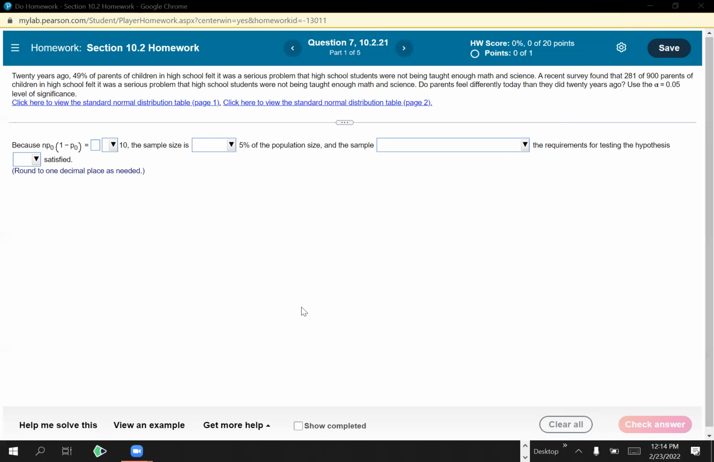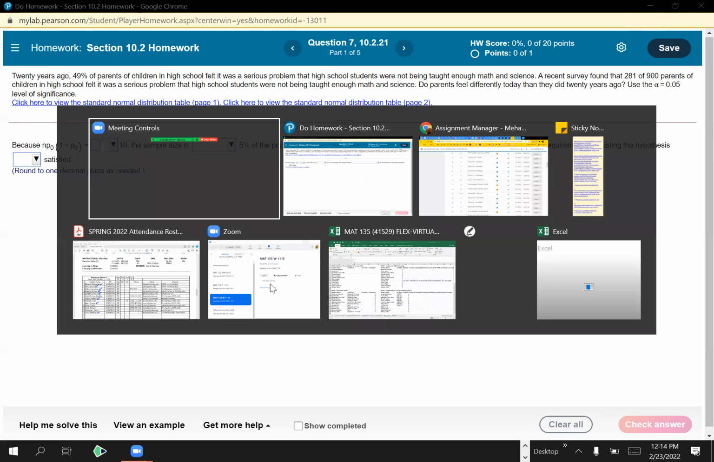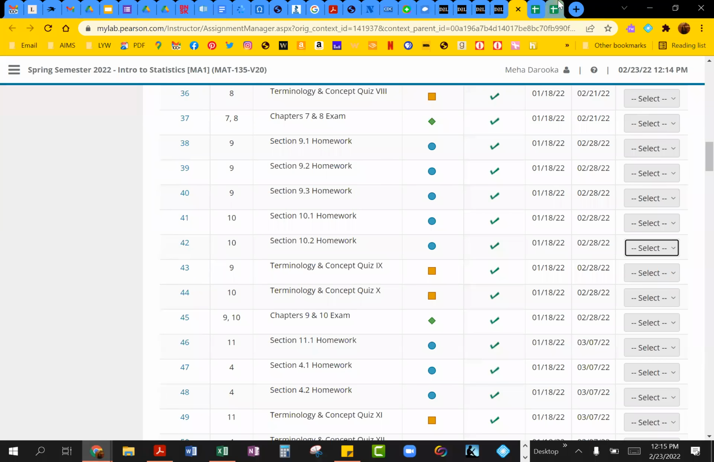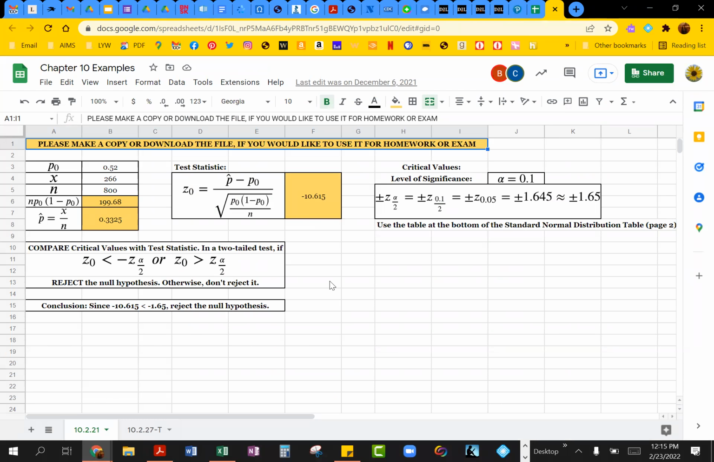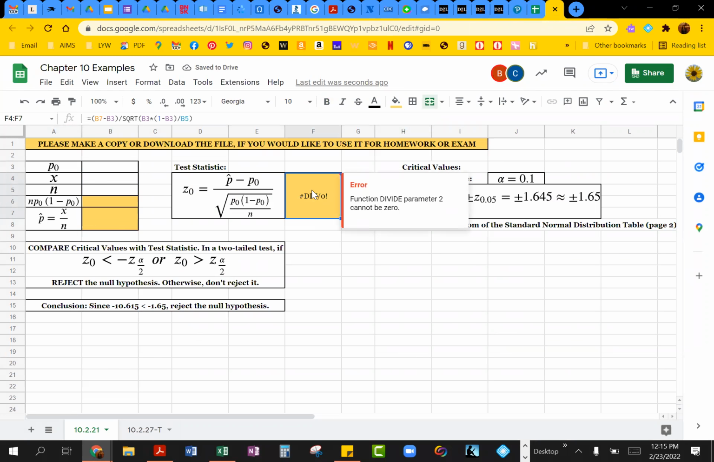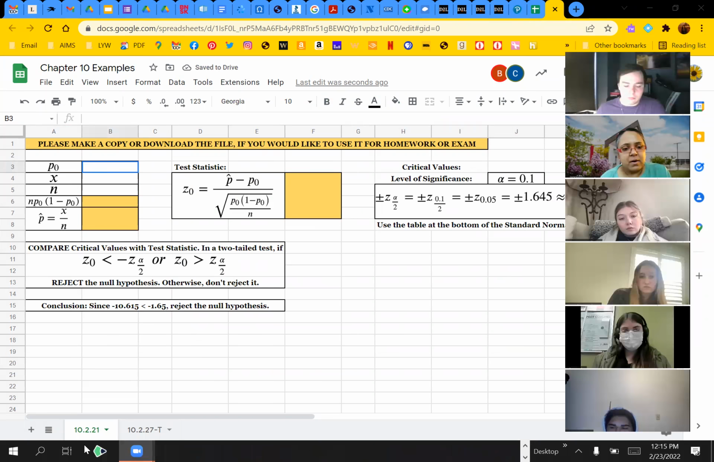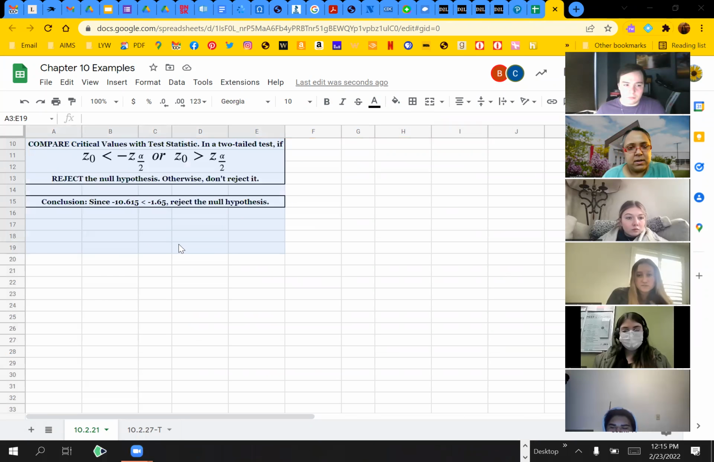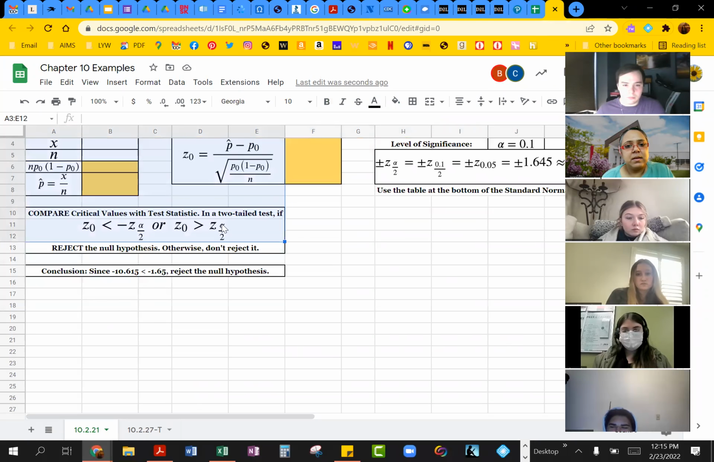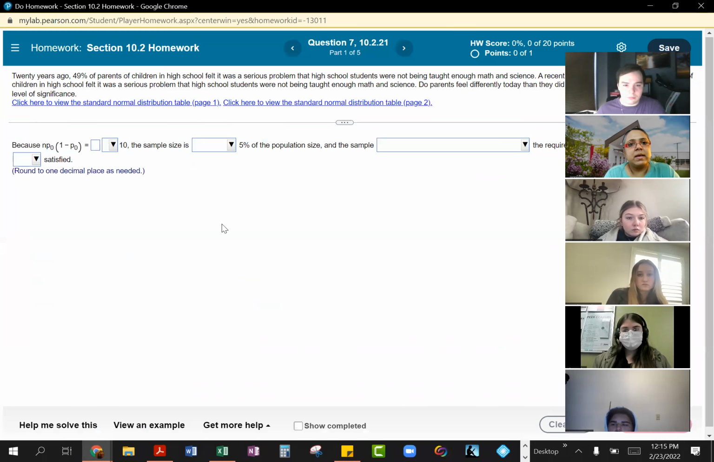All right, guys, so the example here is 10.2.21. And this is the worksheet for it. So let's go ahead and clear this out. Alrighty, so this one here. Okay, let's take a look here.